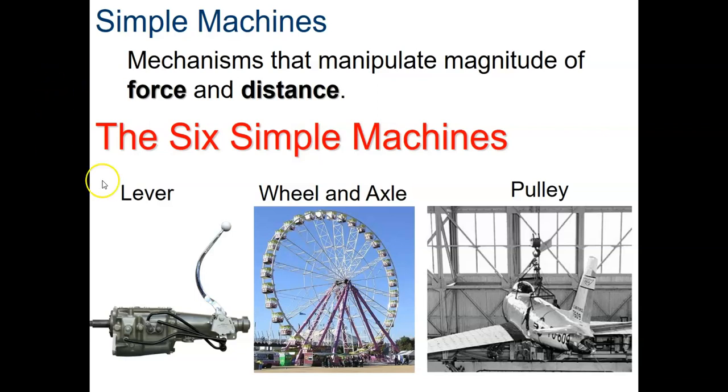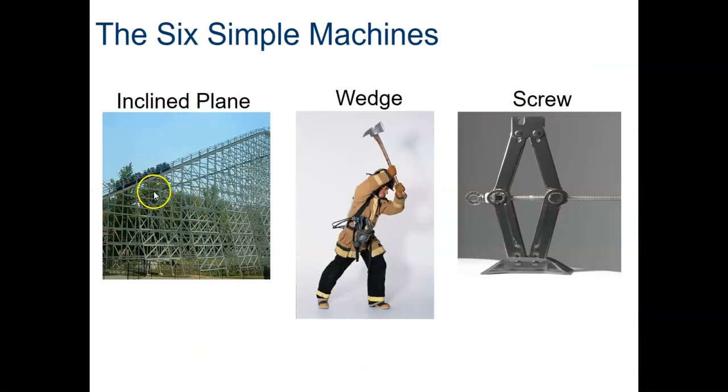The first one is a lever. If you think of a teeter-totter or a seesaw, nail clippers are good examples of levers. We've got wheel and axles. So here's our wheel, and we've got a little tiny axle in the middle. We've got pulleys and pulley systems. That's what we're using to lift our plane right there. We've got an inclined plane going up the roller coaster hill.